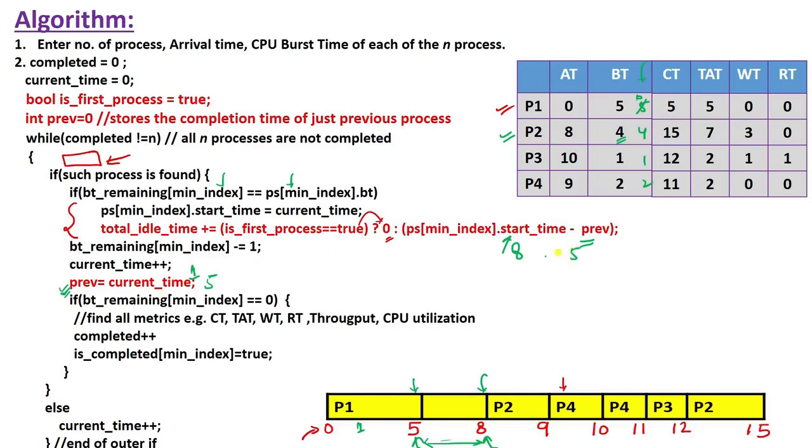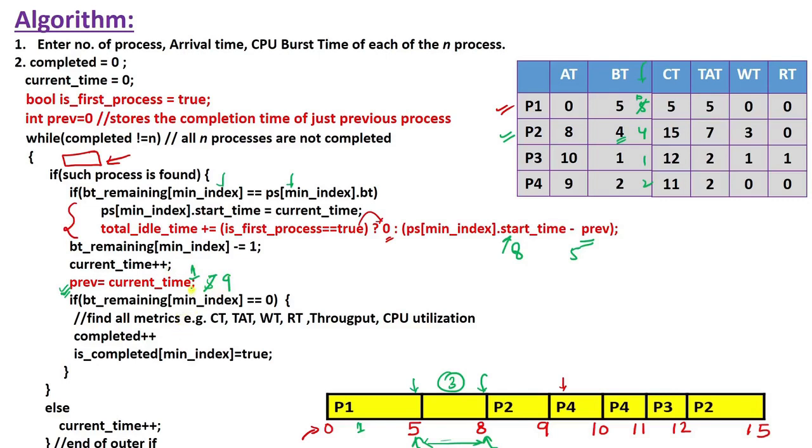So 8 minus 5 will be 3. So currently 3 will be added to this total idle time. Okay, so we have added this one. Now we'll come here and do the rest of the things, and then we'll increment this current time. We'll be making it 9.